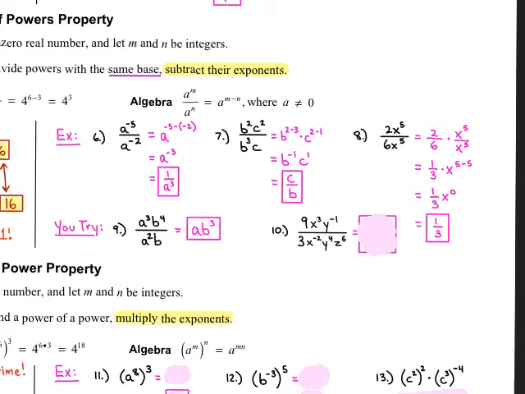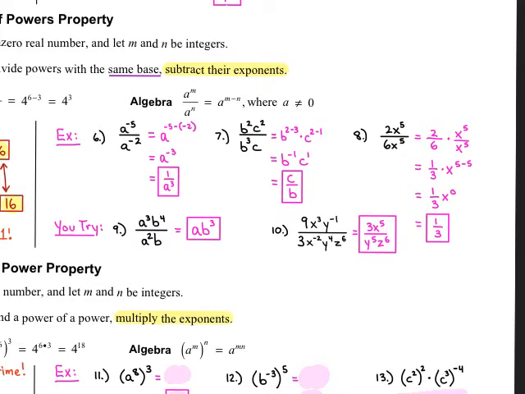Number 9 is a b to the 3rd, or a to the 1st, b to the 3rd. Hopefully you got that one right. 10 was a doozy, but there's a lot going on, so just take it one pair of like bases at a time. The numbers, 9 divided by 3 is 3, so we're going to have a 3 on top. When we subtract the x's, we get x to the 5th, because 3 minus negative 2 is the same as 3 plus 2. And then we have -1 minus 4, which gives me y to the -5th, so we have to move that to the bottom, make it positive.